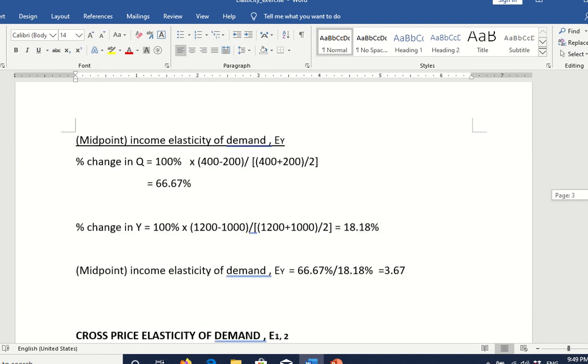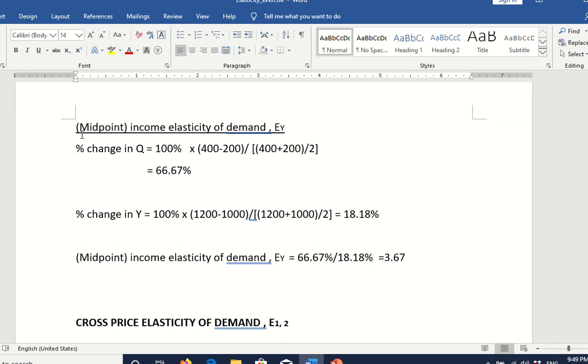So let's turn to midpoint income elasticity of demand. Instead of using the initial quantity, we now have the midpoint quantity. Okay, so the percentage change in quantity demanded using the midpoint method is 66.67%, and then the percentage change in income is 18.18%.